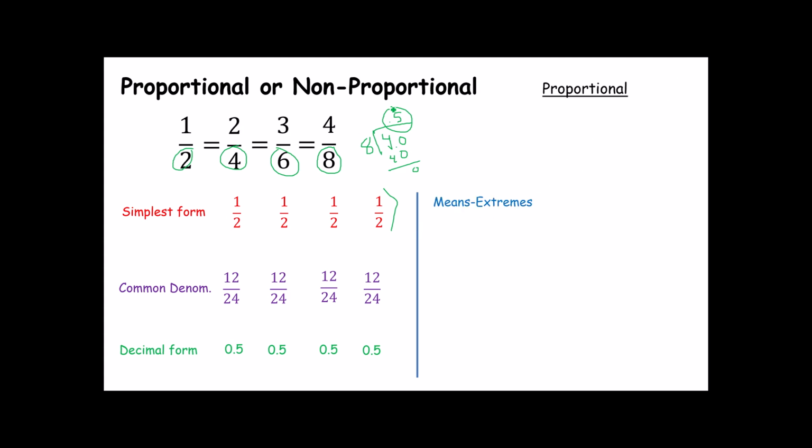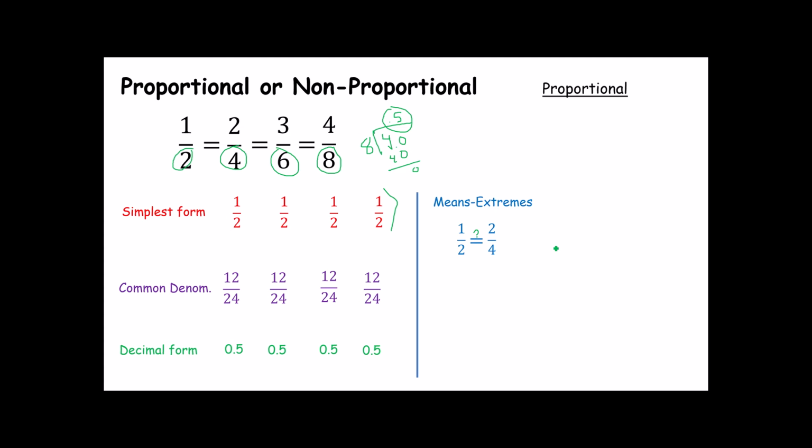Here's one you may not know. It's called the means extremes property. We can use the means extremes property to prove that these are proportional as well. Notice, if I have the fraction 1/2 and I have the fraction 2/4, and I want to know whether or not they're equal to one another, I can put a little question mark over here. It would be the appropriate way to write that.